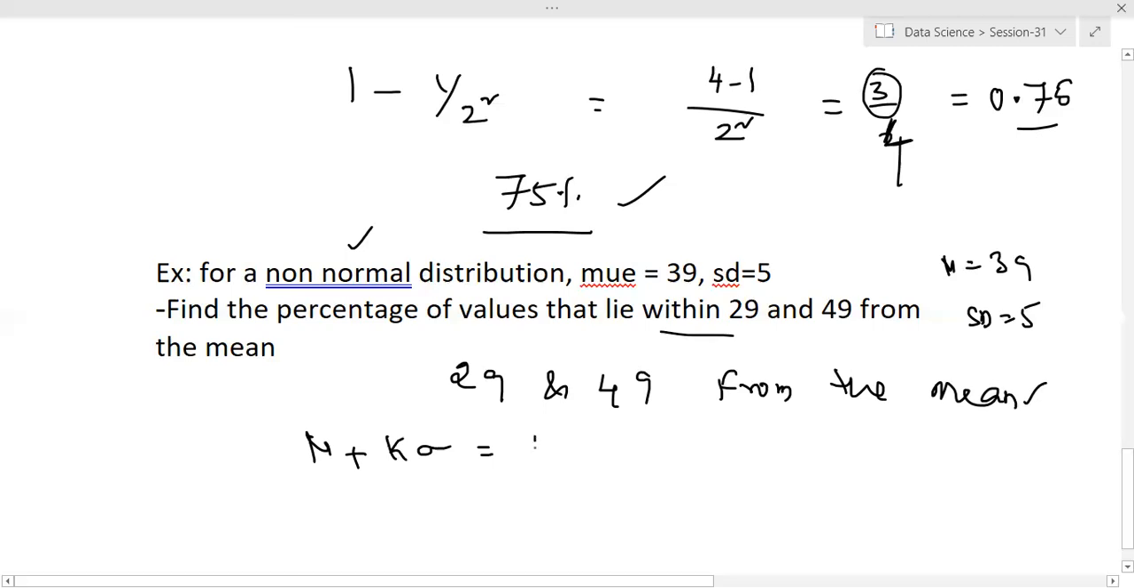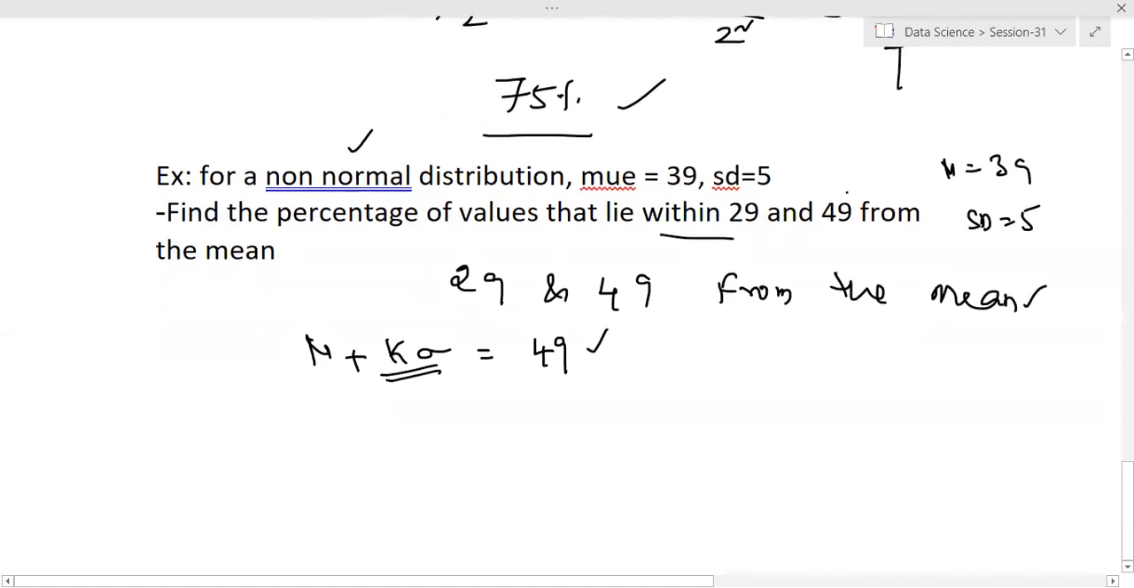Mu plus k sigma, can I take it as 49 plus k sigma? Because the maximum range is how much? 49, because our interest is this one. Now I need to compute the k value. Simply you substitute. What is the mu value, friends, here?